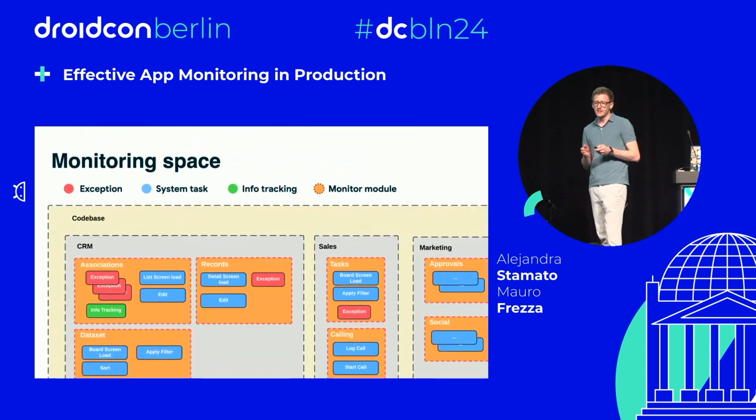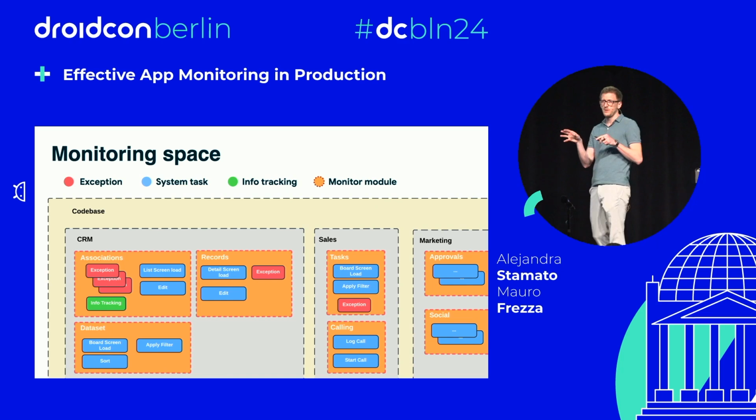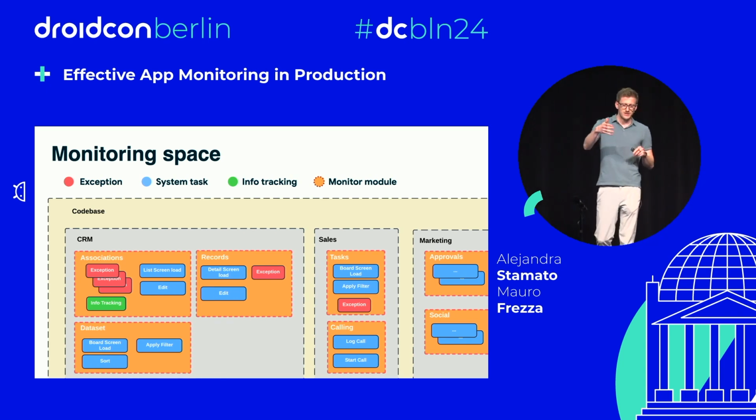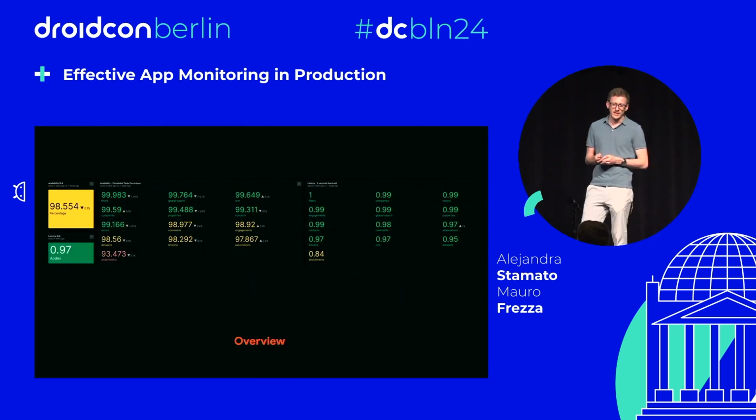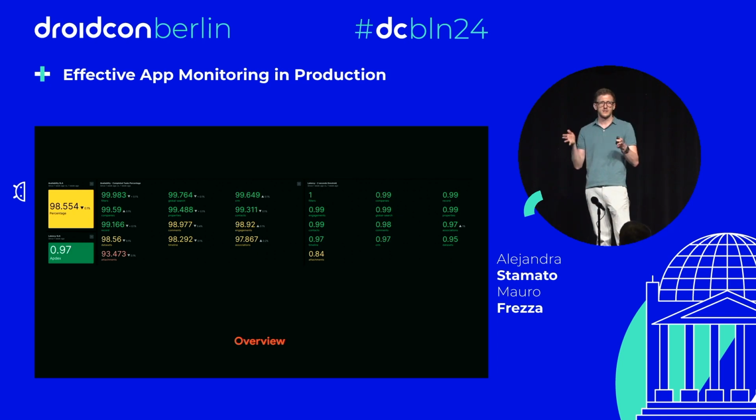The result of doing this is that we are able to create a monitoring space where each team can have their own functionality in an organized way, and you're able to focus exactly on a single one. So for example, I'm in the CRM team, and if I want to just look at how it is going with the associations functionality, I can just group all the system tasks in there and see if there's any problem with that.